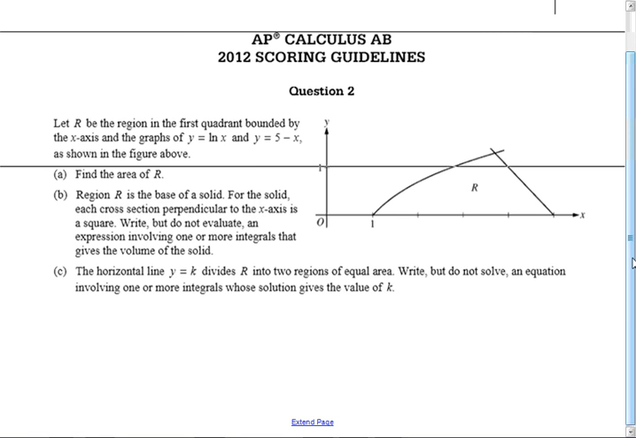Okay, I have the region bounded by the x-axis, the graphs of the log function, which is this one, and y equals 5 minus x, which is that one. I want to find the area of the region. How do you want to do this? Which way do you want to slice it? This way. No, up and down.